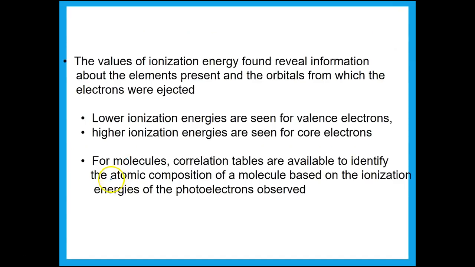Okay, so the values of ionization energy found reveal information about the orbitals from which the electrons were ejected. So now we can start seeing not only the energy levels, but the orbitals themselves. We know that lower ionization energies are for valence electrons, things on the outer side, and higher ionization energies are for core electrons, things closer to the nucleus. The closer you get to the nucleus, the more tightly held it's going to be, the more energy cost you're going to have to pay to remove that electron. So we know that these higher ionization energy electrons are coming from core electrons on the inside.